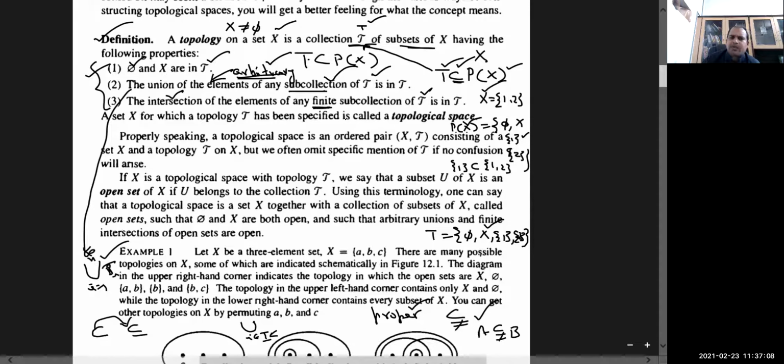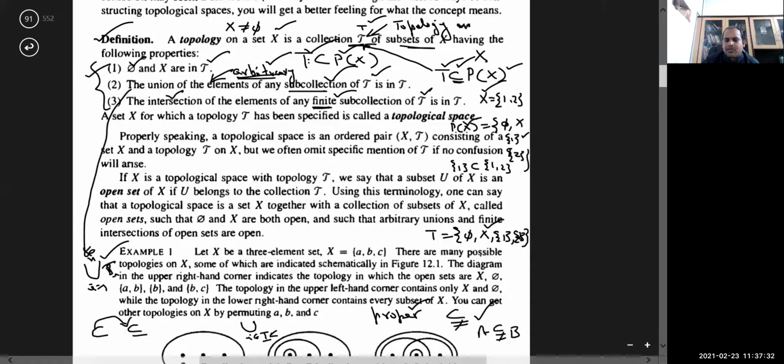And the third requirement is that the intersection of any finite subcollection of T is in T. So if this collection T, which we have taken from the power set, satisfies these three conditions, then we say that T is a topology on X. Look at the notation. Then T is said to be a topology.